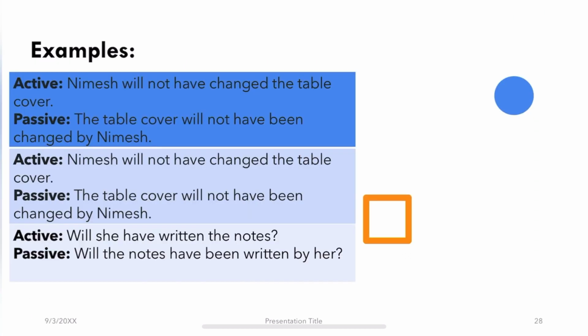So there are some examples that are related to it. So let's have a look. Nimesh will not have changed the table cover. The answer will be: the table cover will not have been changed by Nimesh. Will she have written the notes? The answer will be: will the notes have been written by her?